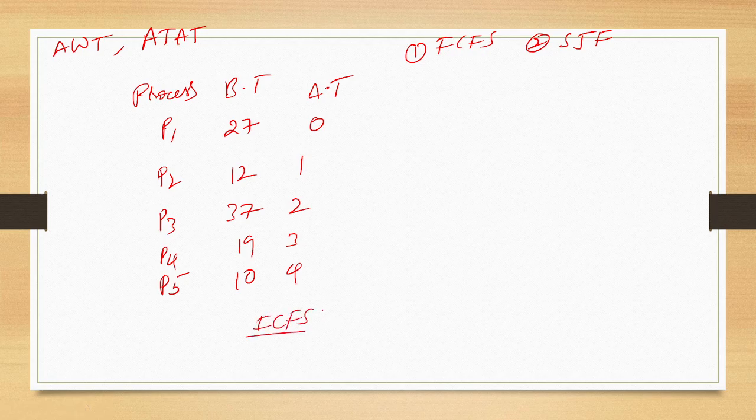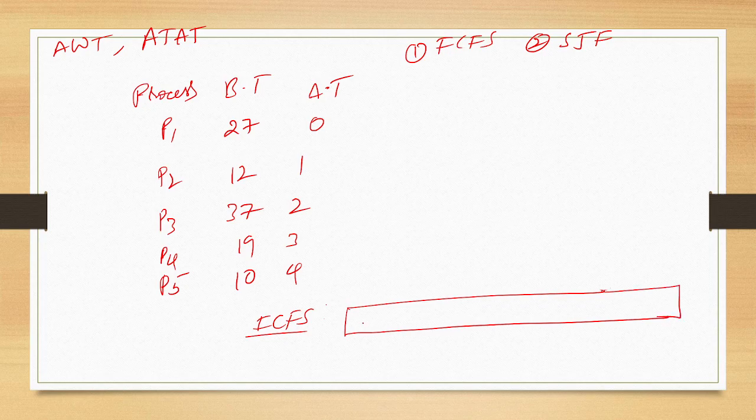Okay. FCFS. What is FCFS? First come, first serve. See which process came first into the ready queue. You have to check the arrival time. Before all, P1 came first, right? CPU execution starts at 0 with process P1. What is the burst time of process P1? 27. It is non-preemptive. That means it will complete its execution.